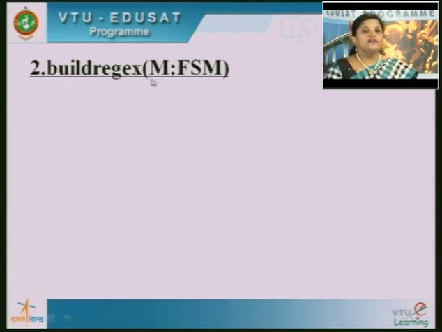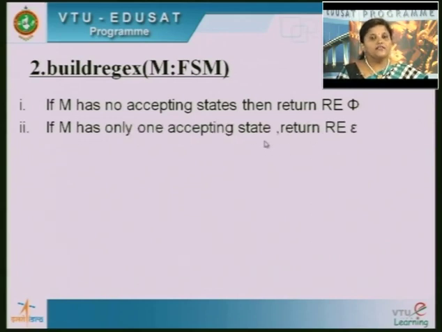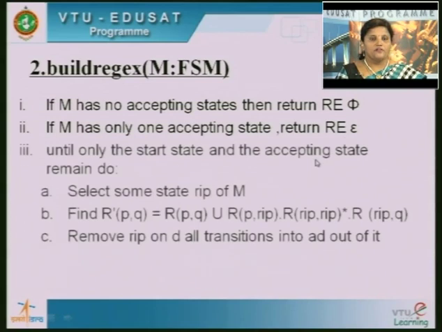Next, how to build the regular expression from the FSM. The first step is, if M, the finite state machine, has no accepting states, then return the regular expression phi, since it denotes the empty language. If M has only one accepting state, then return the regular expression epsilon. Since epsilon accepts the null string, of 0 length, you can return epsilon.